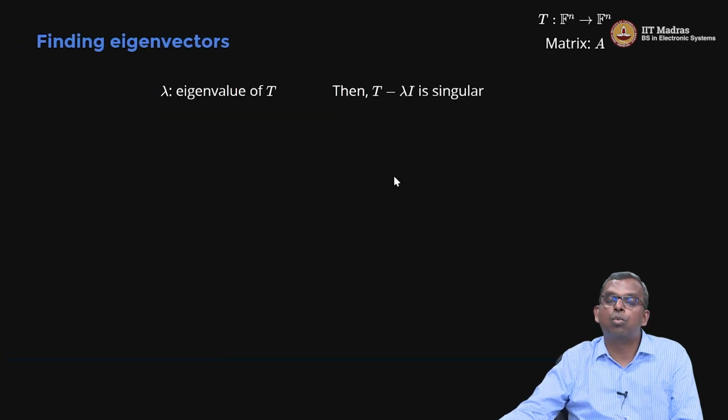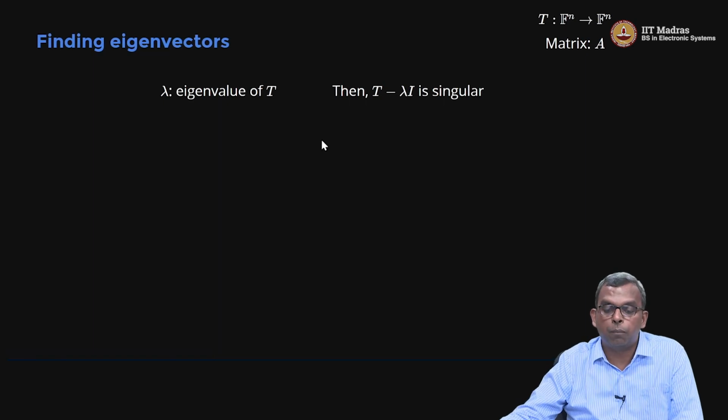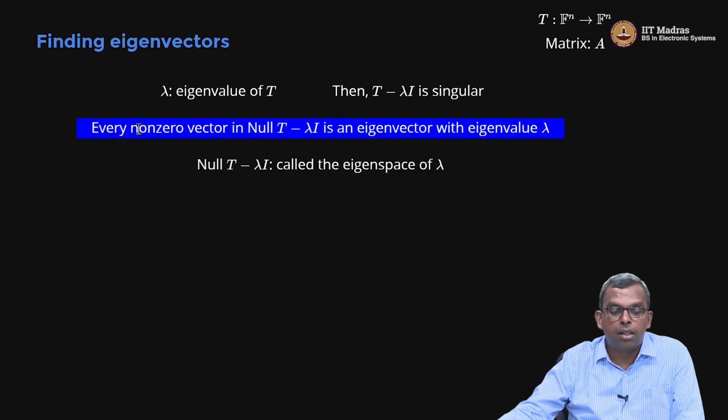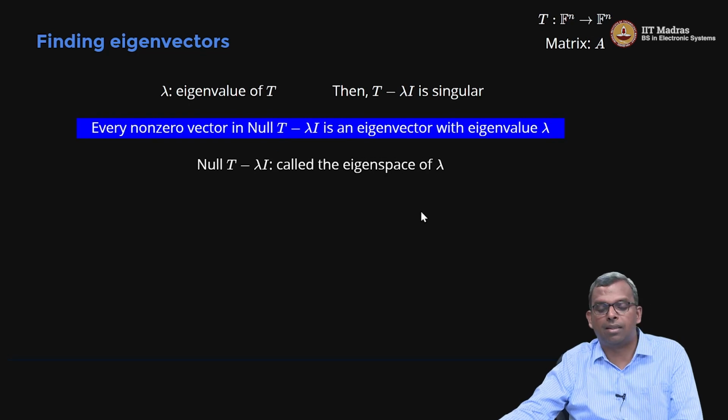Anyway, now let's move on to finding eigenvectors. Multiplicity of roots is one factor, and it will play some role in our ability to find eigenvectors. You'll see how it works. If lambda is an eigenvalue of T, then T minus lambda is singular. I know that. So every non-zero vector in the null space of T minus lambda is an eigenvector with eigenvalue lambda. The null space of T minus lambda is in fact called the eigenspace of lambda.